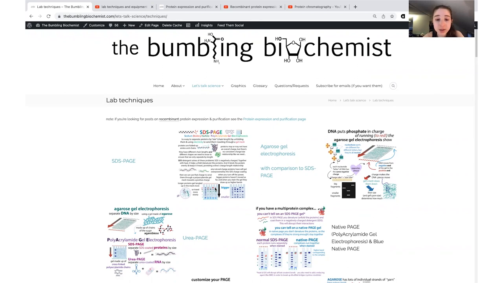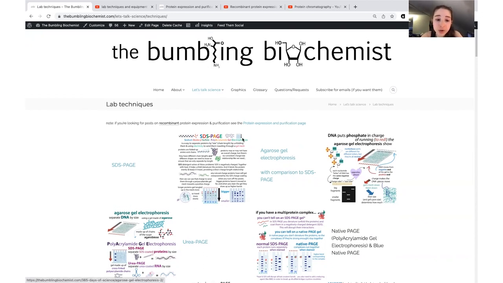When we want to do a gel, we want to unfold them and coat them with a negative charge so that they're compelled to travel through the gel. Then they're going to get tangled up as they go. The bigger ones are going to get tangled up more, and so they're going to travel more slowly. The difference between these different types of gels is how you prepare the samples, what type of samples you're using, and what your gel is made of.